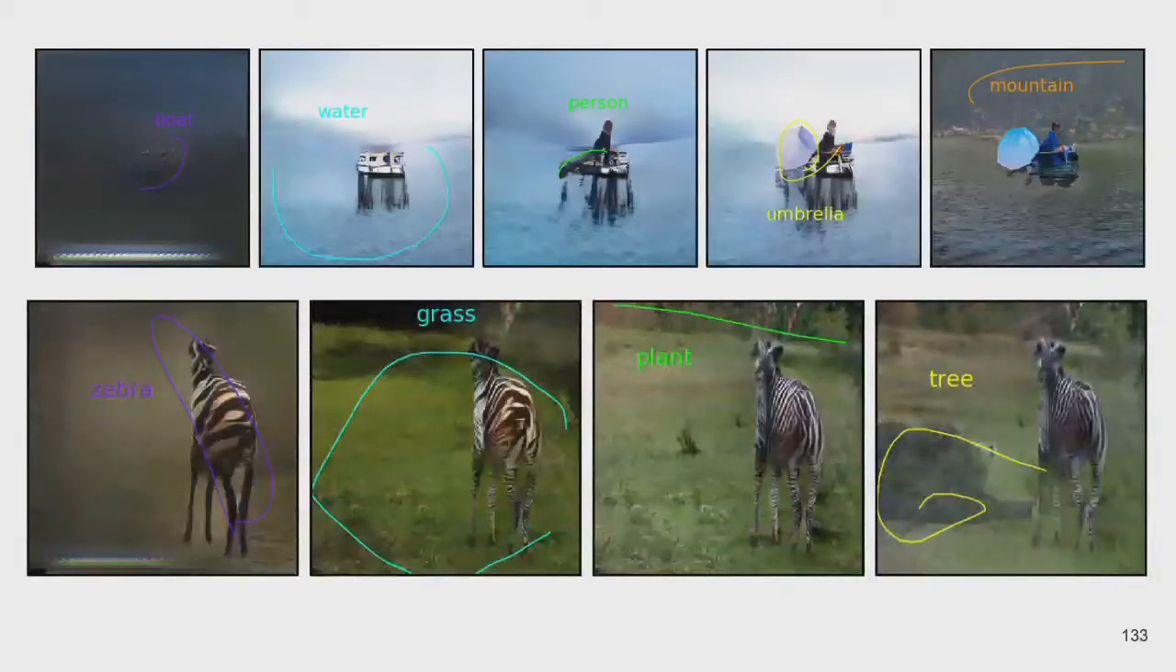Right, and I know I said I didn't do image generation, but did this guy play with it? And it's really cool. I'm going to draw, can you see it here: boat, and then water, person, umbrella, and then mountain. You can see that the boat changes throughout, and the same thing here.